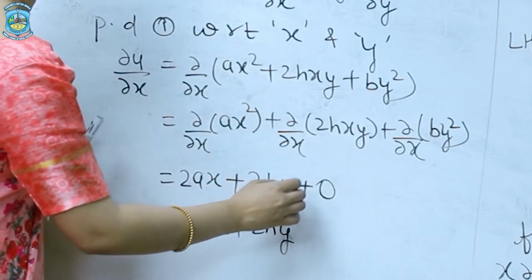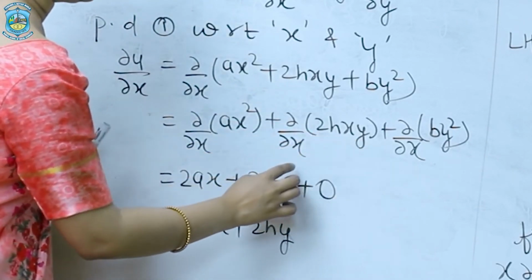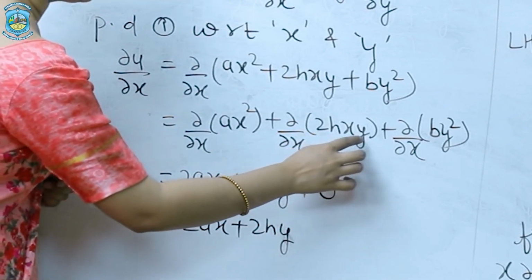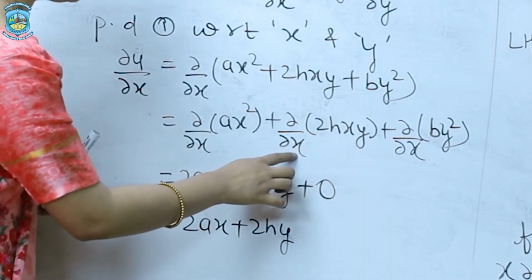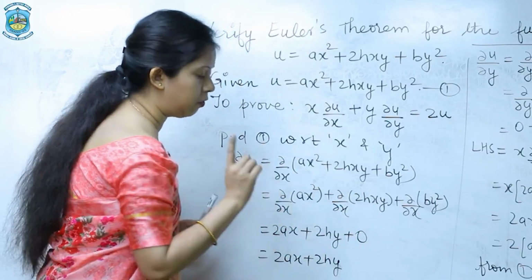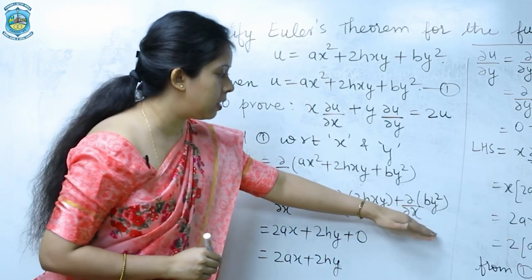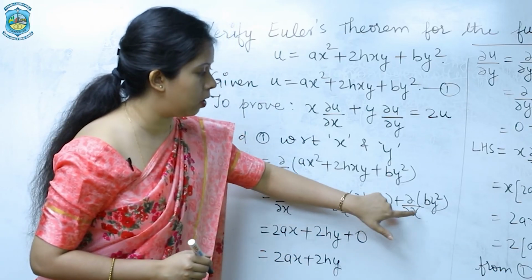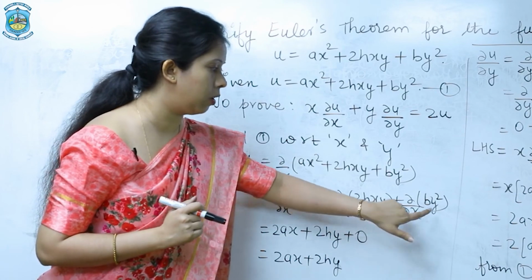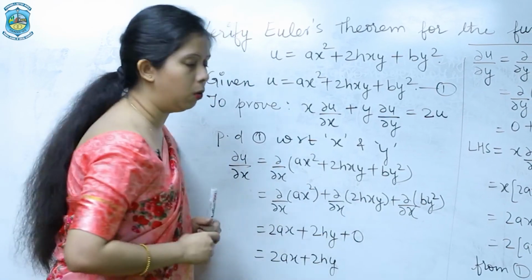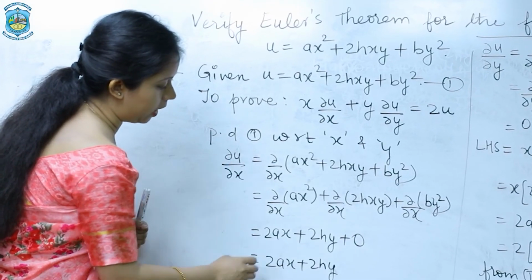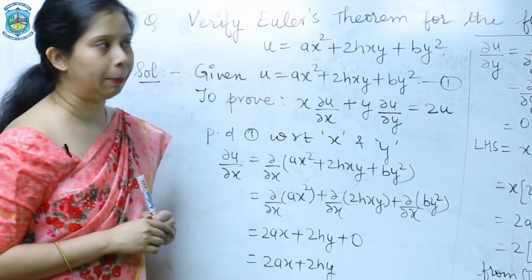For the second term, we are differentiating 2hxy with respect to x. So from this we can take 2hy common, since we are differentiating with respect to x, and differentiation of x with respect to x will give you 1. And differentiation of a constant, why? Because here by square is treated as constant with respect to x. So differentiation of a constant will give you 0. So del u upon del x is equal to 2ax plus 2hy.